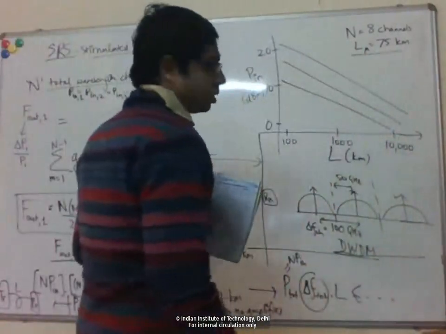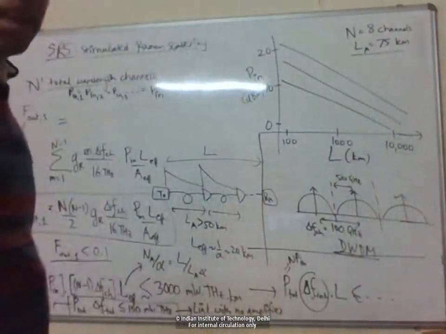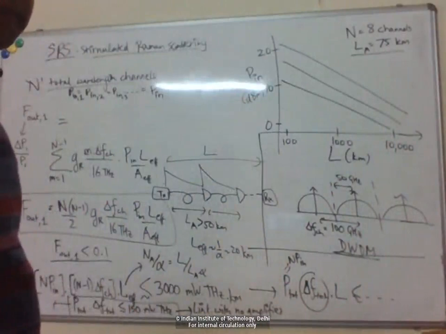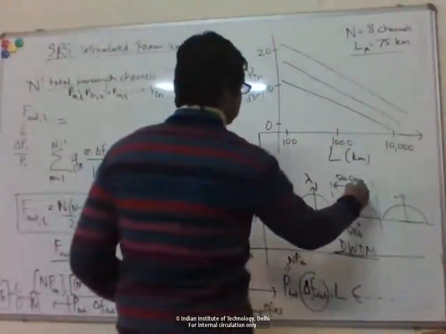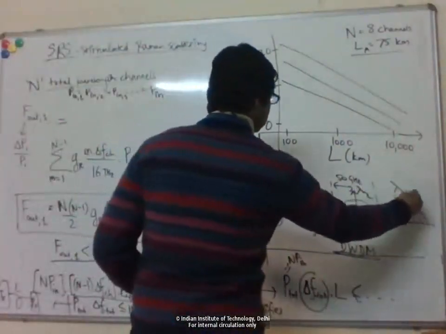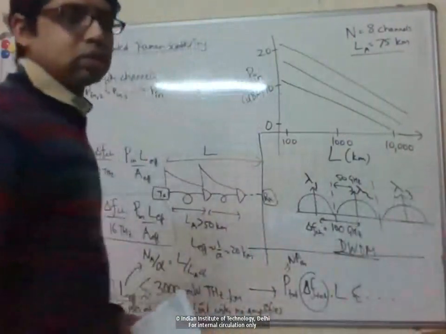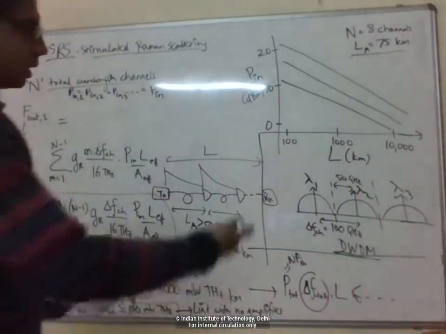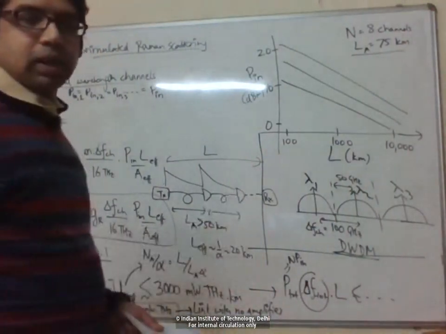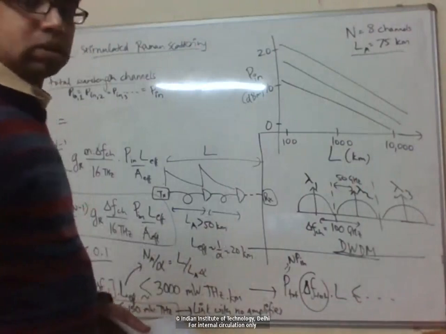Sir, 8 channels means 8 fibers? No, there is one fiber, with 8 wavelength channels. Sir, how can one fiber be divided into 8 channels? Wavelength division multiplexing. That's what we are talking about.